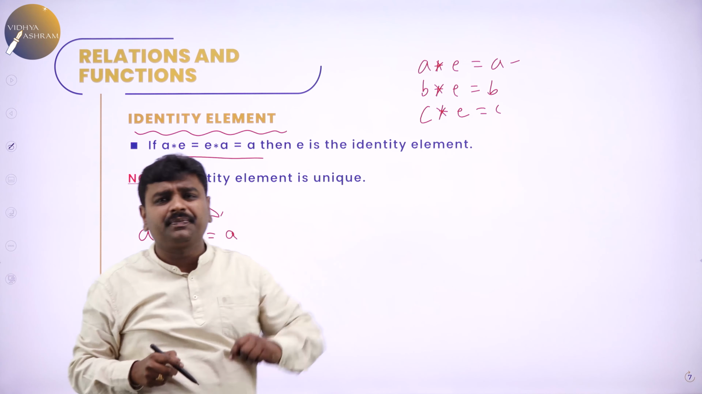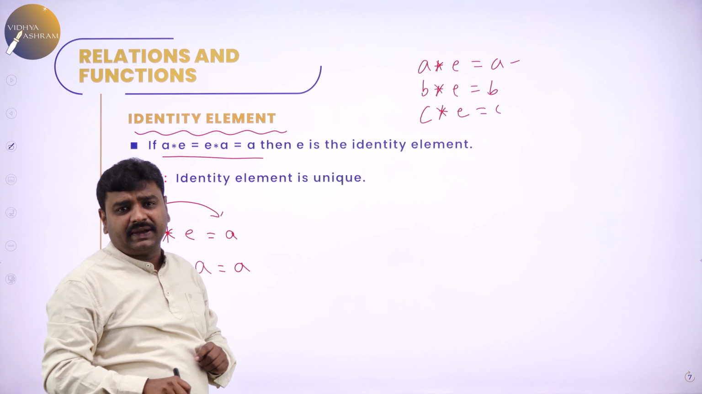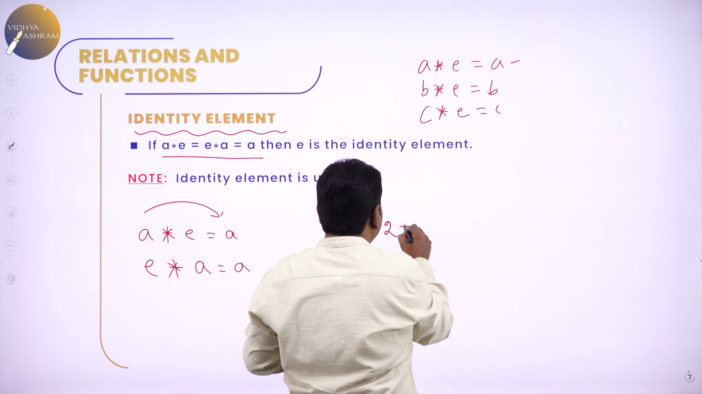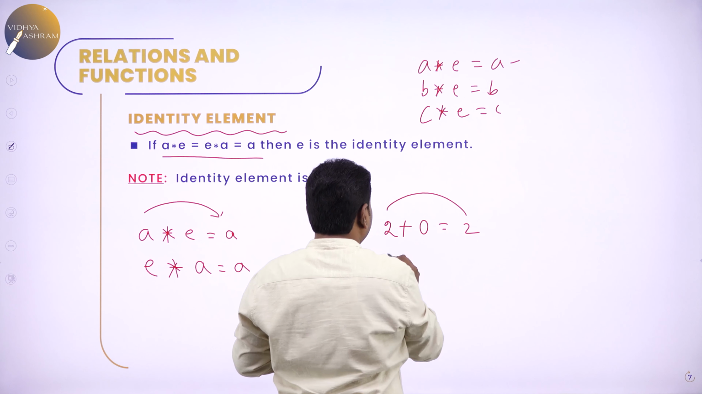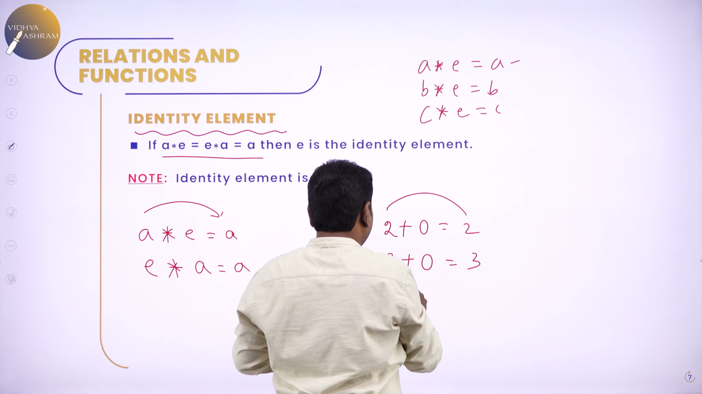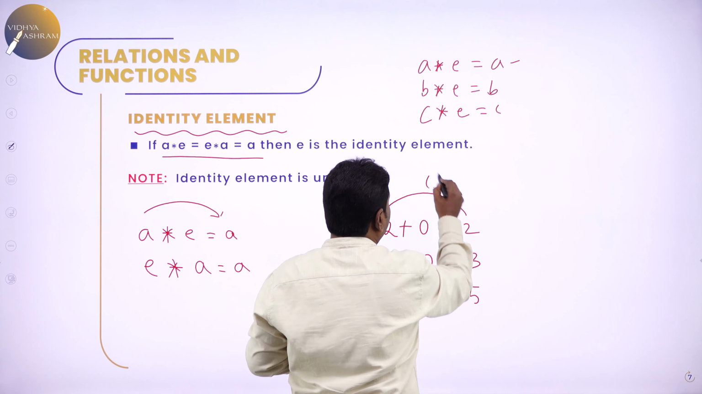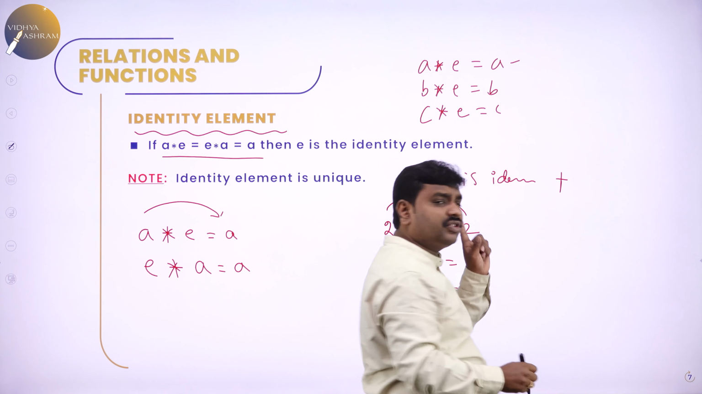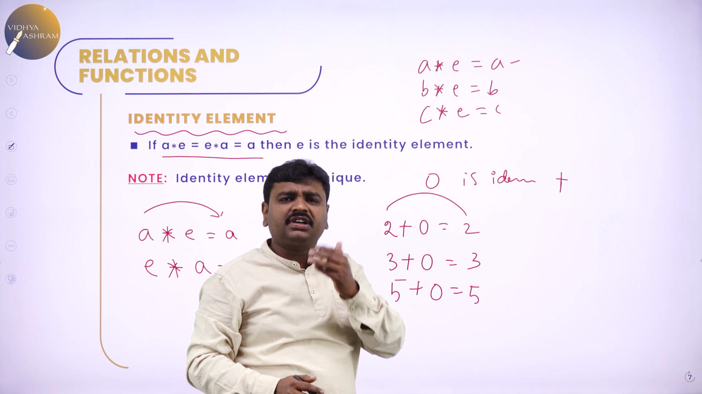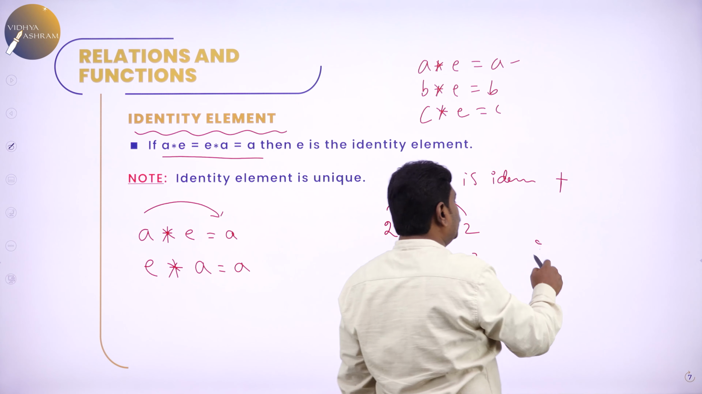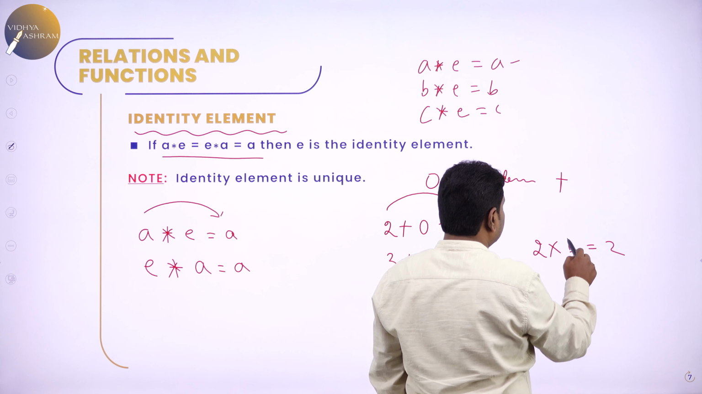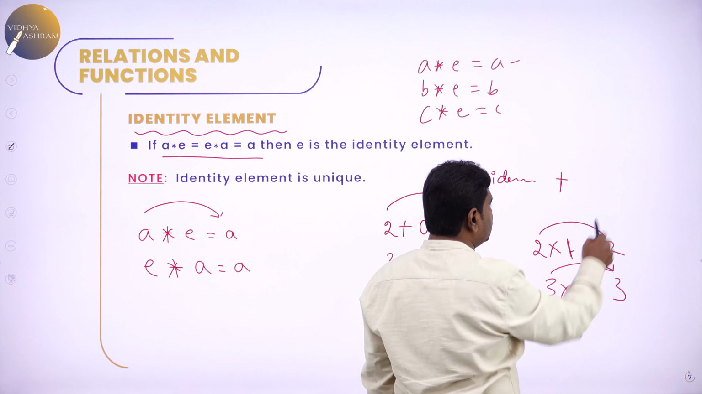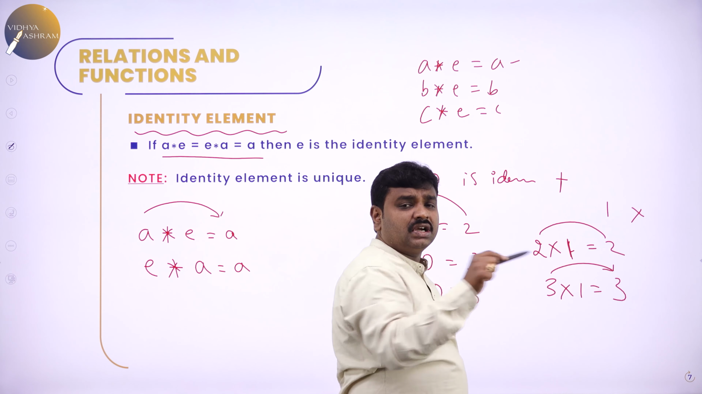So E is the identity element. For example, 0 is the additive identity, the identity element of addition. What is 2 plus 0? You will get back 2. 3 plus 0 gives 3. 5 plus 0 gives 5. So 0 is the identity element for addition. In multiplication, 1 is the identity element, because 2 into 1 is 2, and 3 into 1 is 3. So you will get back the element. So 1 is the multiplicative identity.